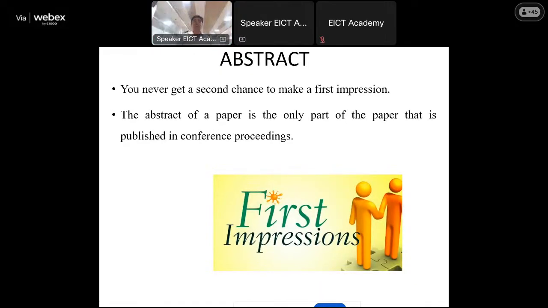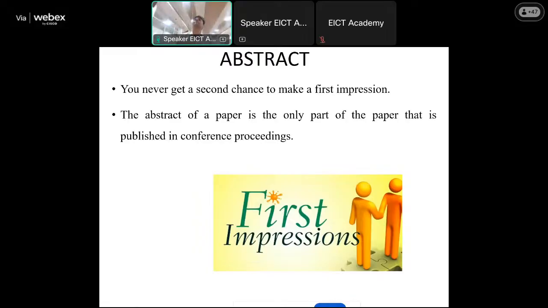Now, the abstract. What do you mean by abstract? Abstract is your first impression. I review a lot of papers throughout a week, and usually I accept or reject a paper after reading the abstract only. People say that first impression is the last impression, so you should write the abstract very carefully.